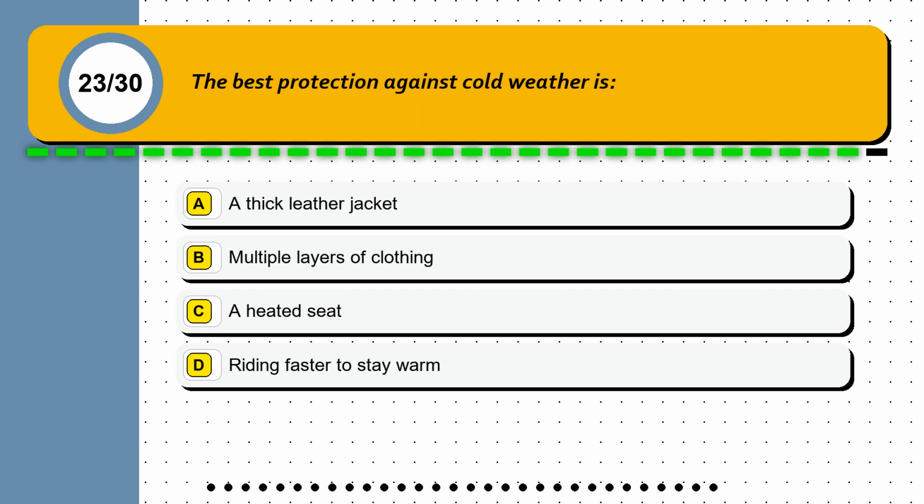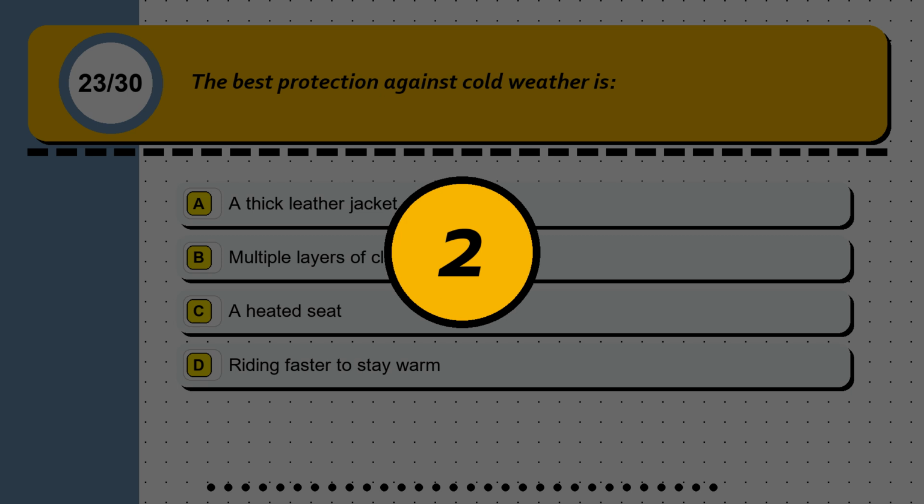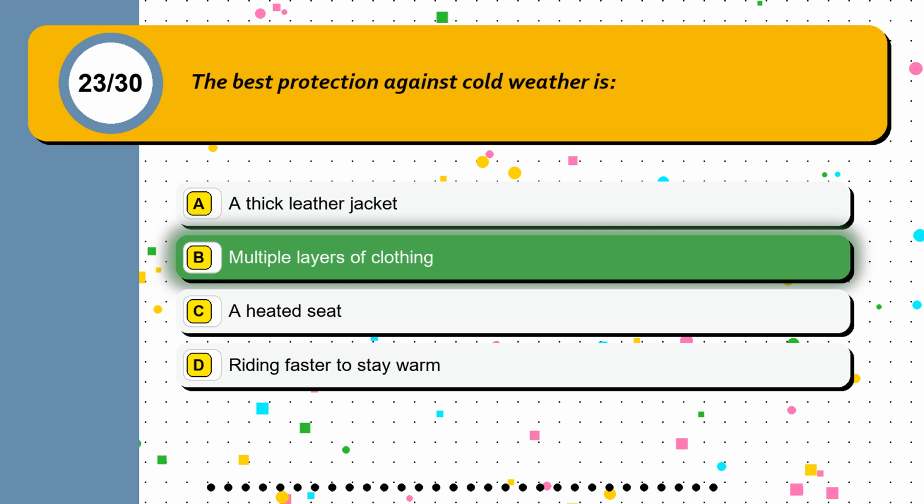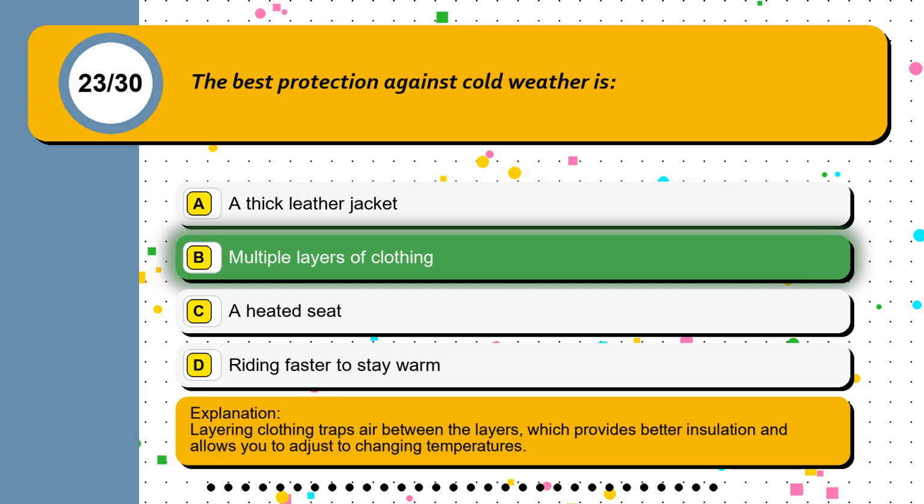Question 23. The best protection against cold weather is: Option A, a thick leather jacket. Option B, multiple layers of clothing. Option C, a heated seat. Option D, riding faster to stay warm. The correct answer is option B, multiple layers of clothing. Layering clothing traps air between the layers, which provides better insulation and allows you to adjust to changing temperatures.